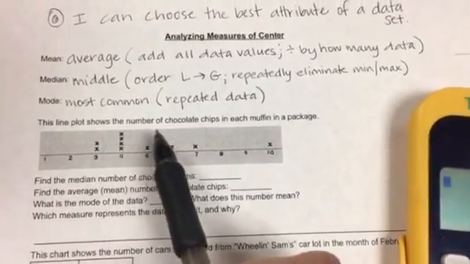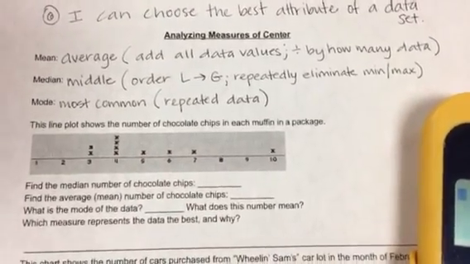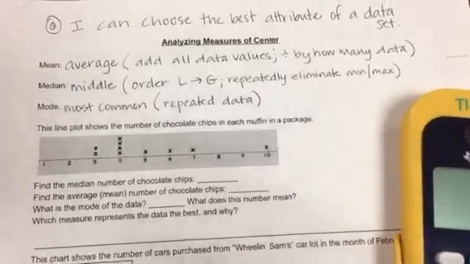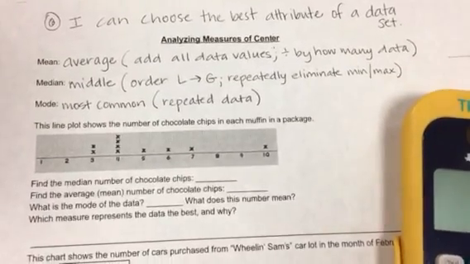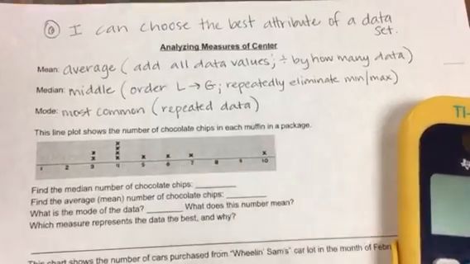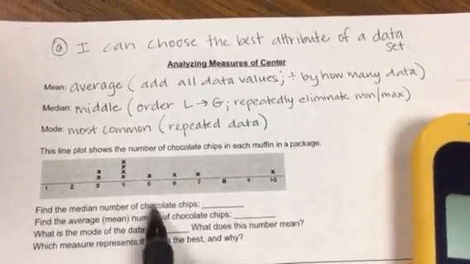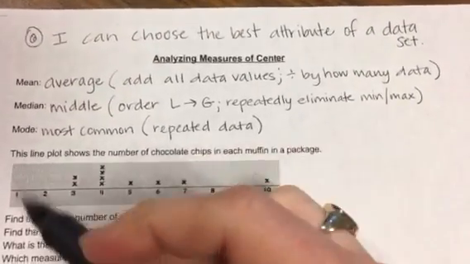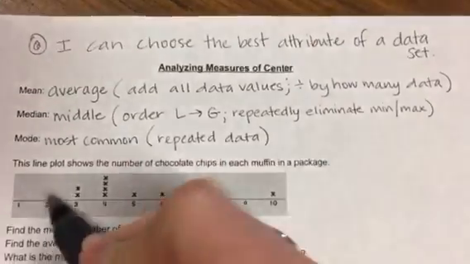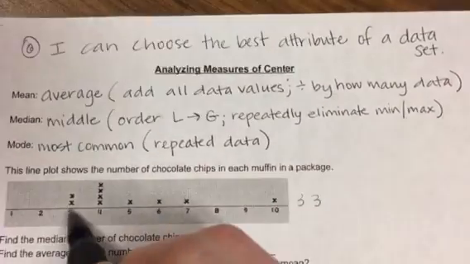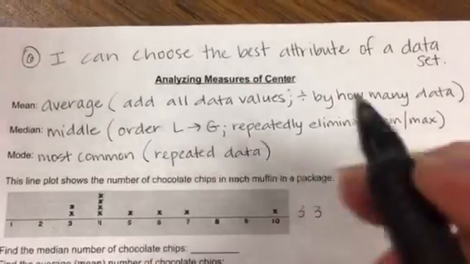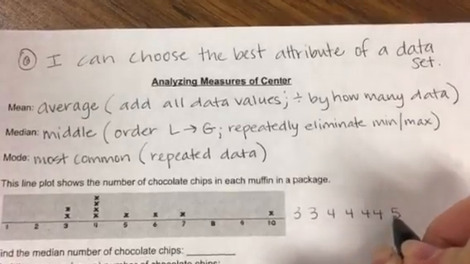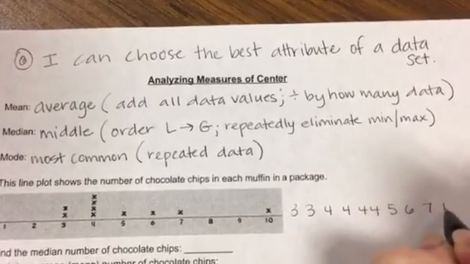So this says this line plot shows the number of chocolate chips in each muffin in a package. So you know how sometimes you can buy muffins in little packages, and somebody actually went through and counted the chocolate chips in those muffins. So the first thing that we're going to do is we're going to find the median number of chocolate chips. Well, to find the median, we have to put them in order. So I'm going to pull the data off of my graph. Even though 1 and 2 are on the graph, there's no data there. So the first 2 numbers that I'm going to write down are 3 and 3 because there's 2 X's there. Then I'm going to write down 4, 4, 4, and 4, 5, 6, 7, and 10.